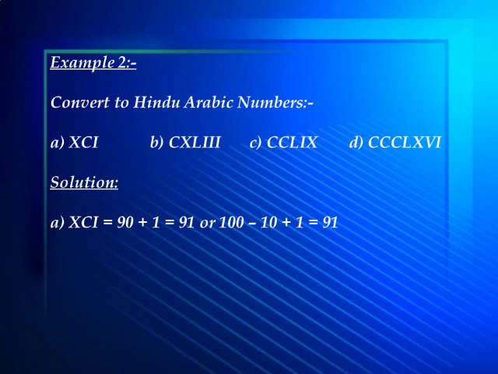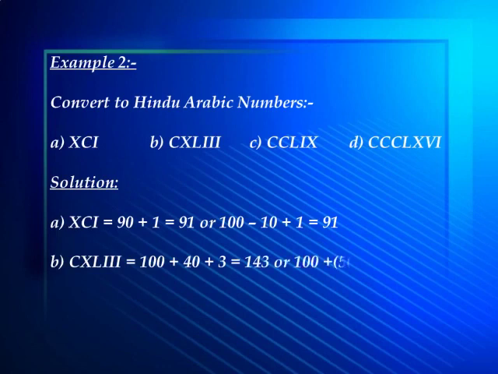The same way, the second one. Look at another sum, C, X, L, I, I, I. What is the value of C here? 100. XL is what? 40. So plus 3, it is 143. Or the same way, 100 plus, for XL how do you write? 50 minus 10, that is 40, plus 3. So that is equal to 143. So the Hindu-Arabic numeral for CXLIII is 143.